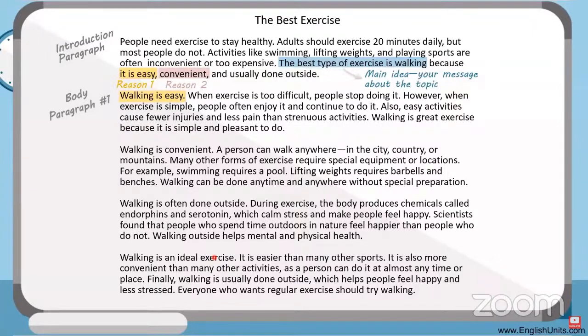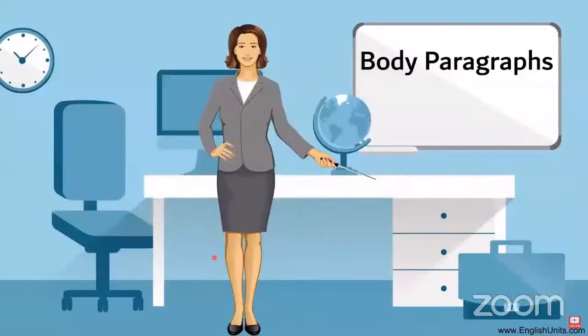And what about reason 2, that the best type of exercise is walking because it's convenient? Do you see where reason 2 is repeated in the essay after the introduction paragraph? Reason 2 is the topic sentence of body paragraph 2: walking is convenient. And reason 3 is repeated as the topic sentence of body paragraph 3: walking is often done outside. Then we have our conclusion paragraph, which we'll talk about in a few minutes.